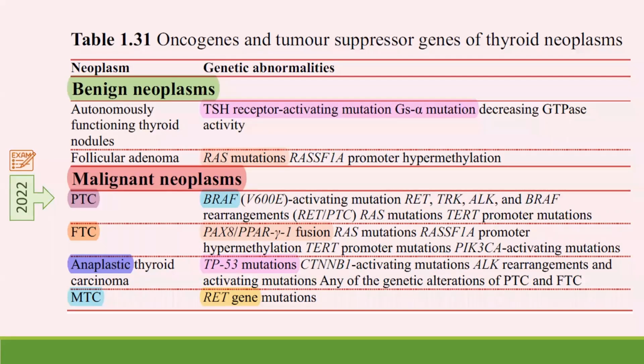Medullary thyroid cancer we will discuss in more detail in a separate chapter. For malignant neoplasia: papillary thyroid cancer BRAF, follicular thyroid cancer PAX8, anaplastic TP53, medullary thyroid cancer RET gene. For benign neoplasia: autonomous toxic nodule, TSH receptor activating mutation and Gs alpha mutation; follicular adenoma, RAS mutation. These are the most important oncogenes and tumor suppressor genes you should know and memorize before the exam.